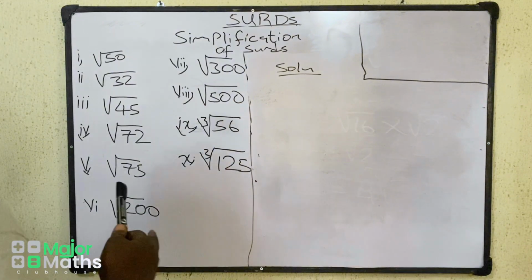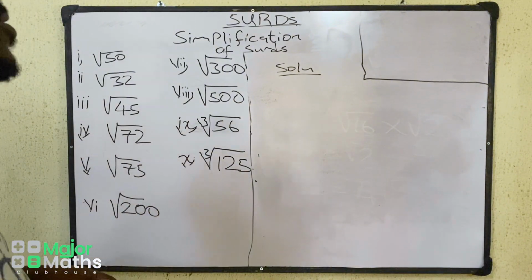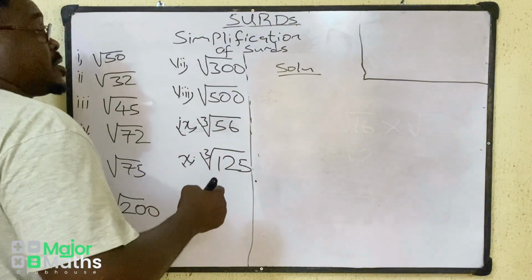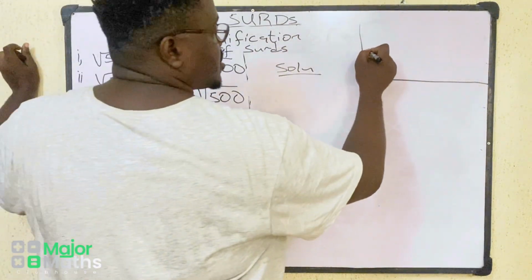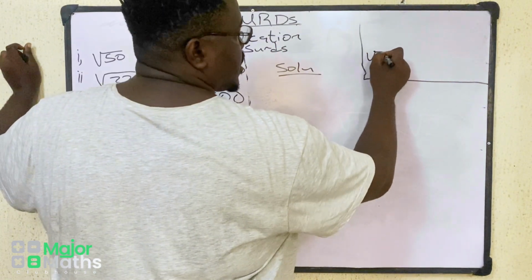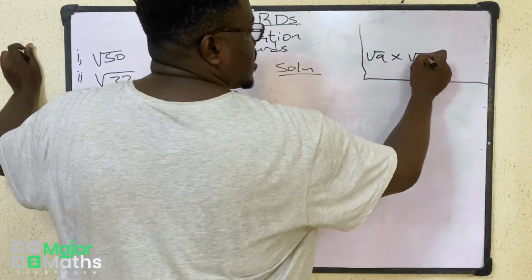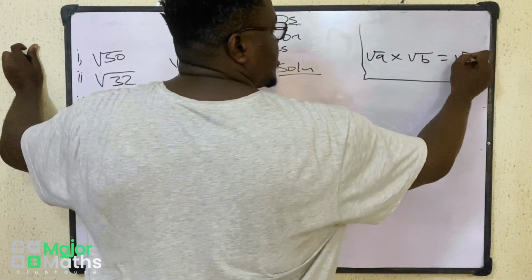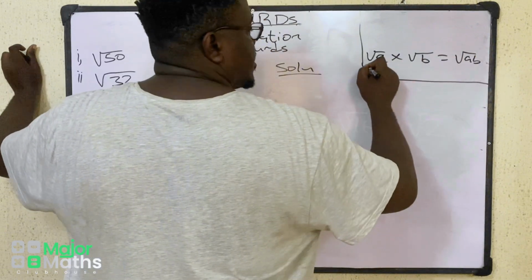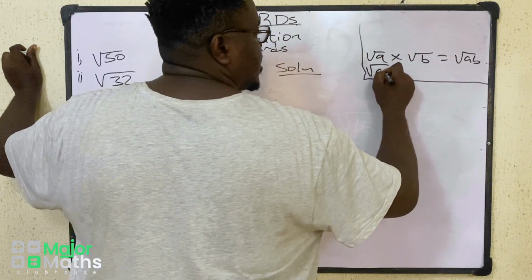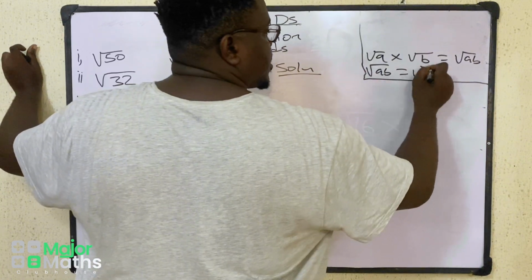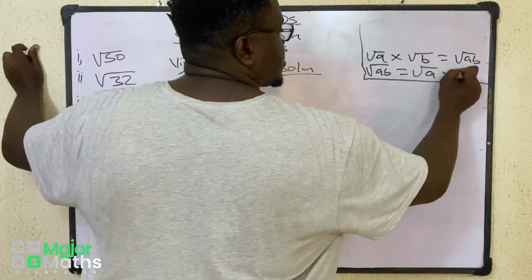In this simplification, we're going to be using a little bit of the multiplication rule, which says root A times root B will give you root AB. Similarly, root AB is equal to root A times root B.